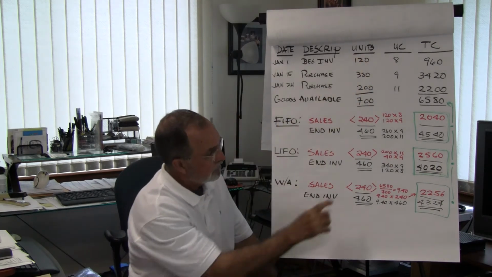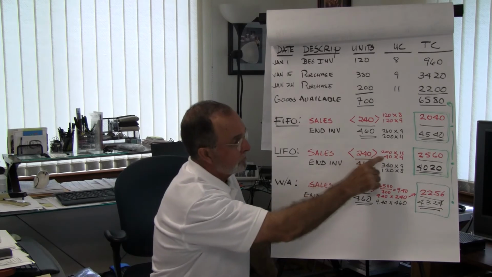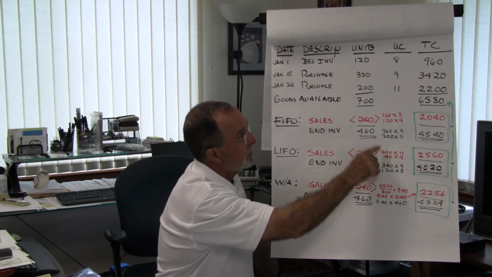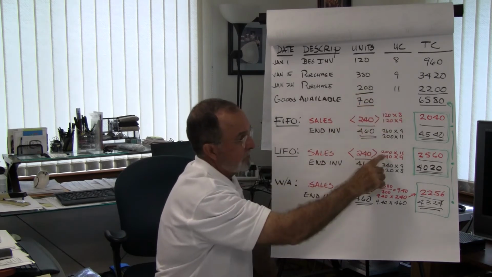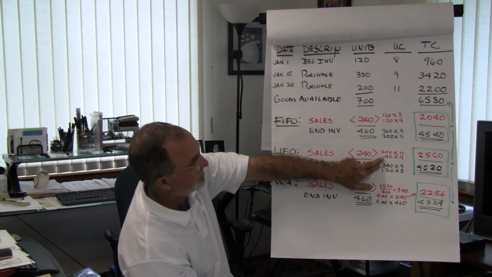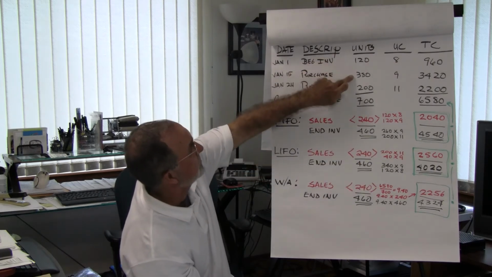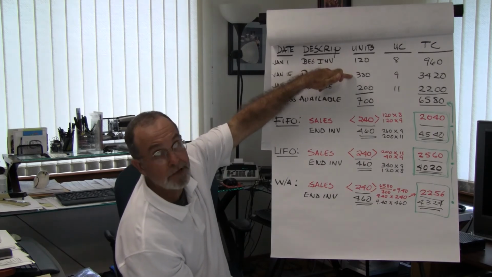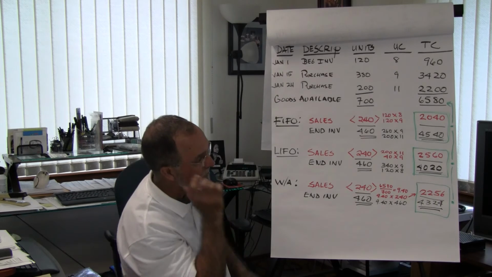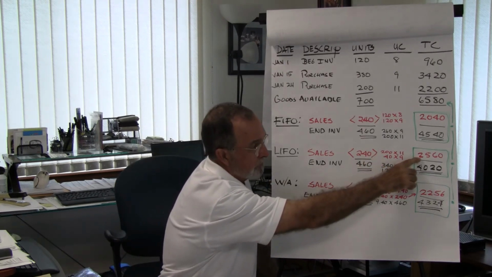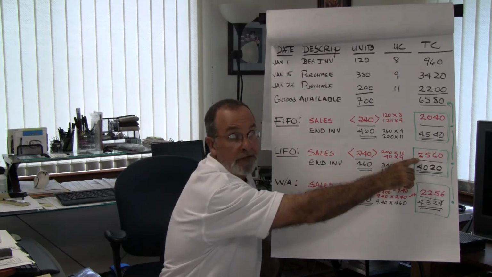So for these 240 units sold, we first assume we sold the 200 at $11 each, and then we need another 40, so we get this 40 out of this purchase on January 15th, out of this 380 unit purchase. So when we do these two calculations, our cost of sales is 2,560.